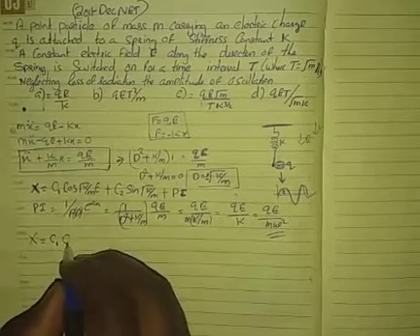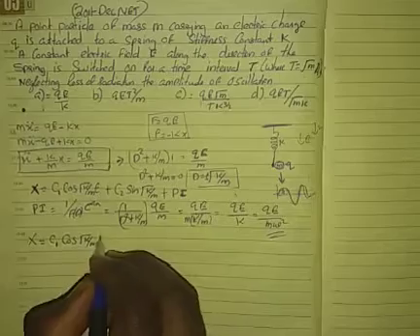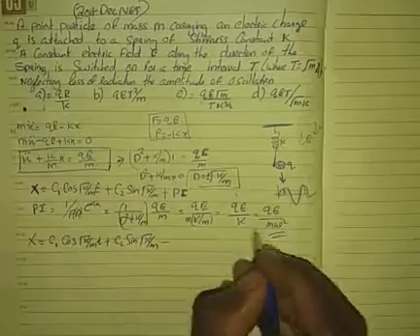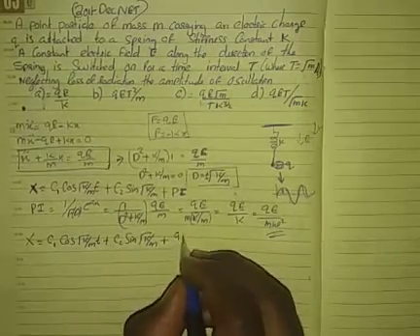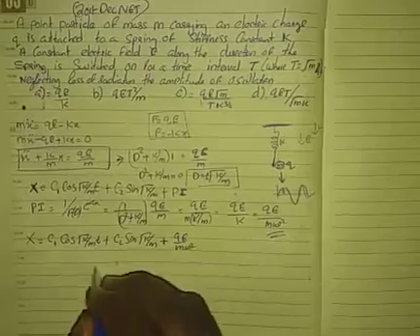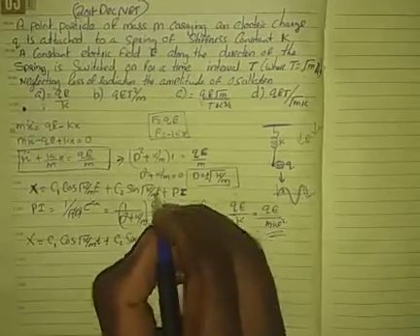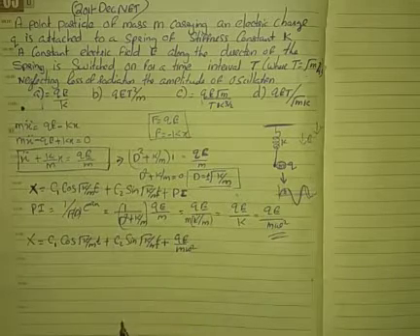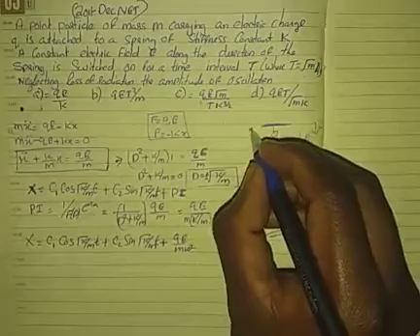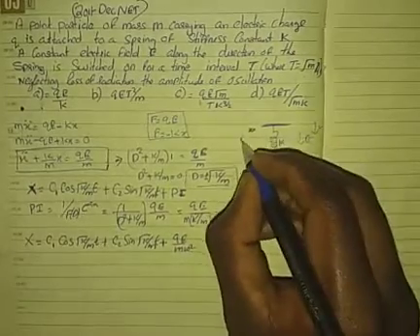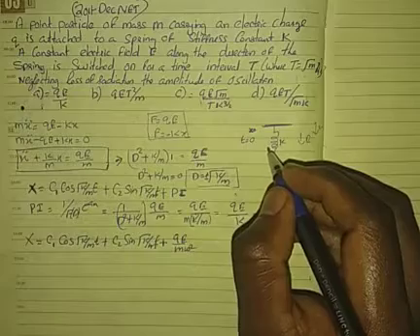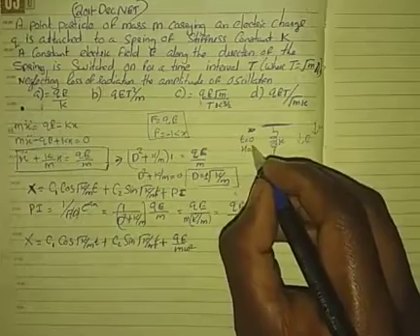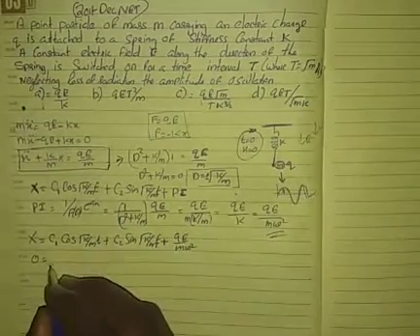We get C1 cos root K by M t plus C2 sin root K by M t plus QE by M omega square, which is our solution. Okay, so that's our solution, and we can use the boundary condition because at t equal to 0, the shift in position will be equal to 0. x will be at the equilibrium position. So you can use that condition at x equal to 0.